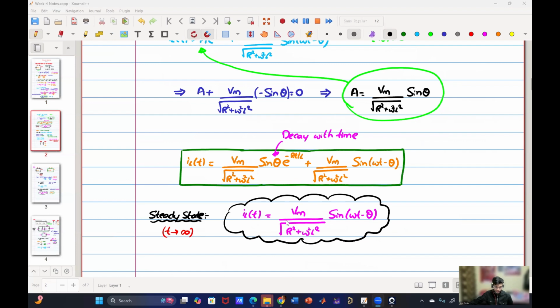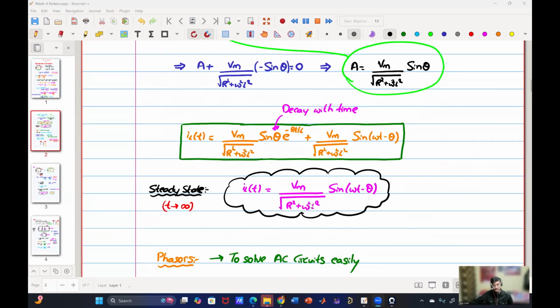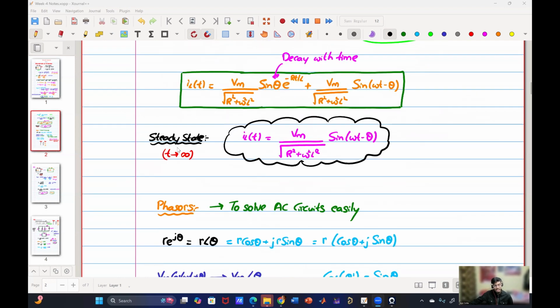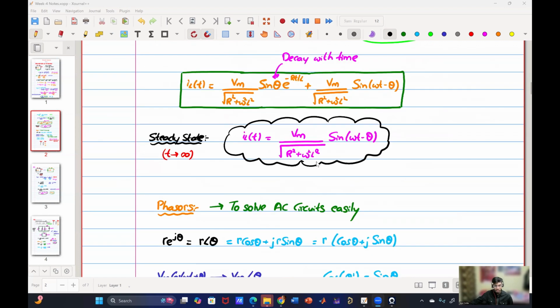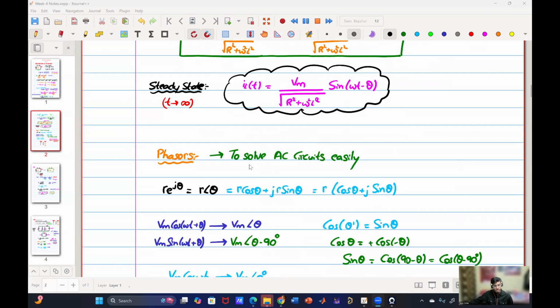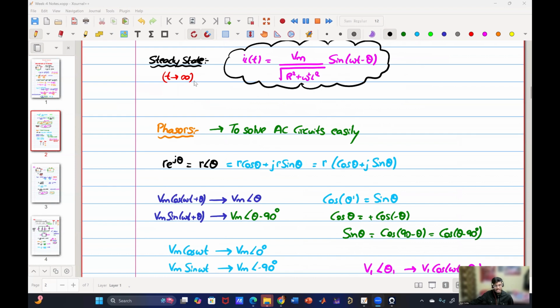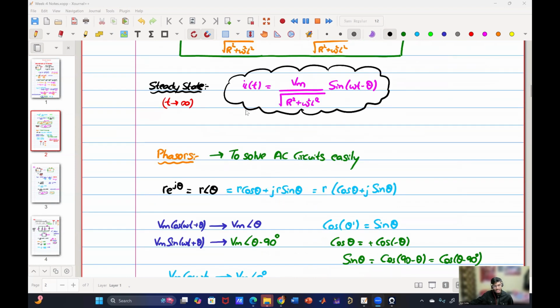state time domain expression. But when we are not considering the transient response, if we are only concerned about the steady state expression, then instead of going through the classical approach of solving the differential equation, we can also use phasors to solve the AC circuits easily. Only the steady state, okay? Not the transient part, only the steady state.